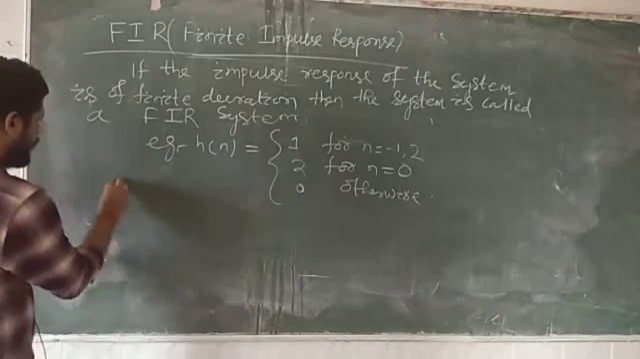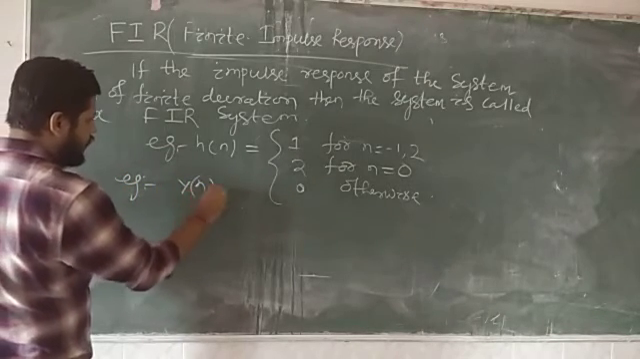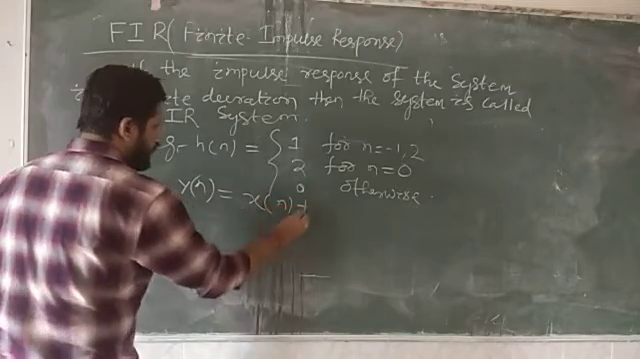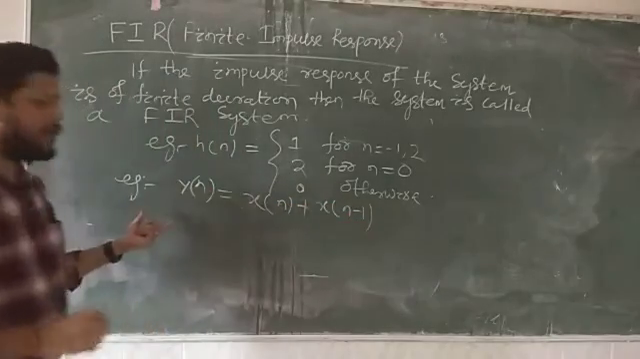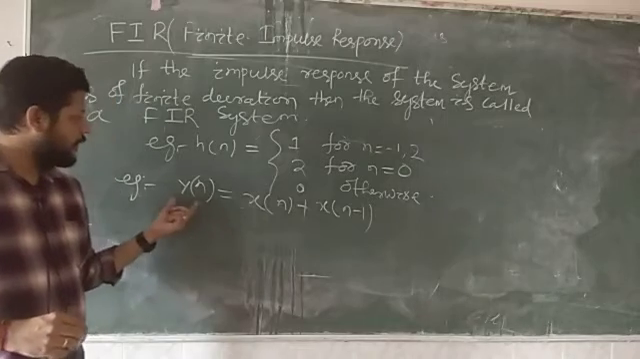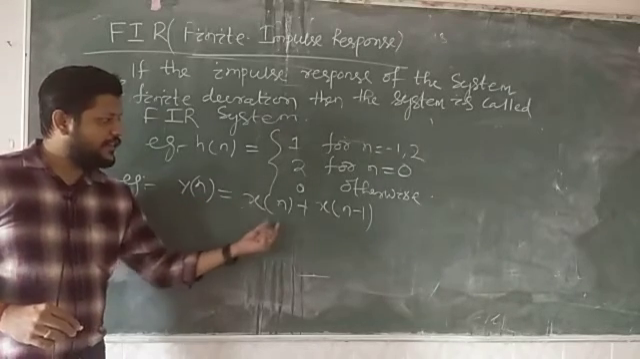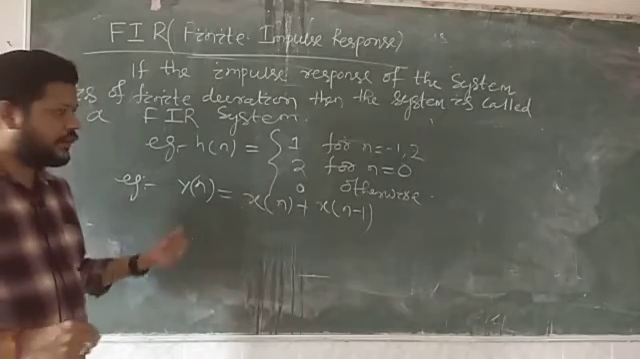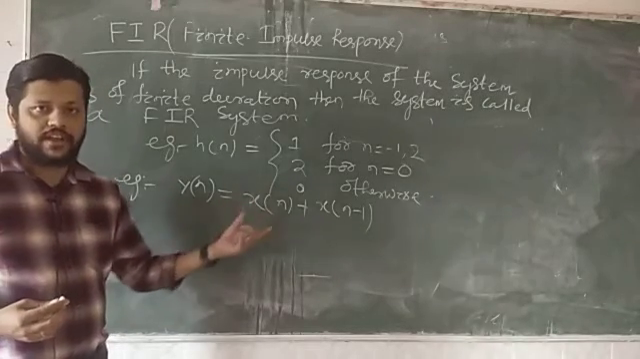So another example I can write, this is very, very important. In an FIR system we will find y[n] is equal to, suppose, x[n] plus x[n-1]. So this is an example of an FIR system, because in an FIR system the output only depends on the present and past values of input. It doesn't depend on the past values of output. This type of system is also known as an FIR system.